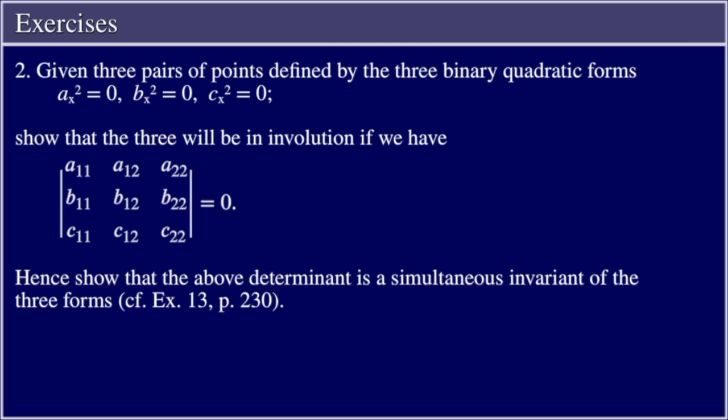2. Given three pairs of points defined by the three binary quadratic forms a sub x squared equals 0, b sub x squared equals 0, c sub x squared equals 0, show that the three will be in involution if we have the determinant a11, b11, c11, a12, b12, c12, a22, b22, c22 equals 0. Hence show that the above determinant is a simultaneous invariant of the three forms. Chiefly Exercise 13, page 230.